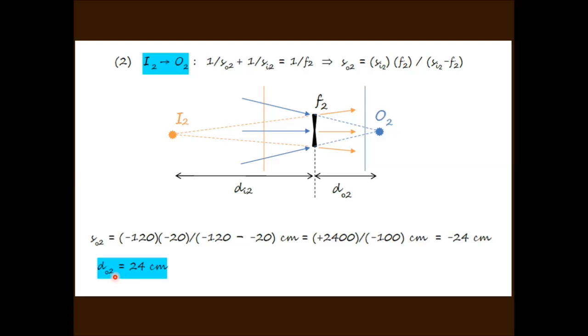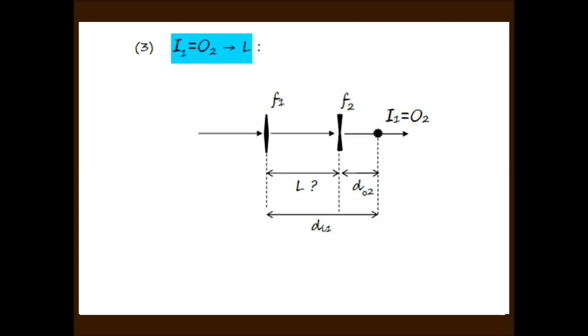Finally, we write down the geometric object distance DO2. We observe that in magnitude, this distance is greater than the focal length for lens number 2. For the third step, we invoke that the image I1 due to lens number 1 coincides with the object O2 for lens number 2. As we saw earlier, the image I1 is a real image to the right of lens number 1. The object O2 is a virtual object to the right of lens number 2. We therefore calculate our value of L.